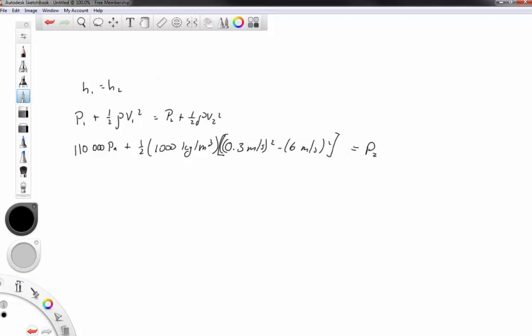Alright, so let's see, 0.3 squared minus 6 squared should give us about 36 still. So this whole thing is going to be, let's see, divide that by 2, still at basically minus 18,000. And so that means that P2 should be about 110,000 pascals minus about 18,000 pascals. So that should be about 92,000 pascals, or about 92 kilopascals, which is fairly close to what we got in doing this measurement.